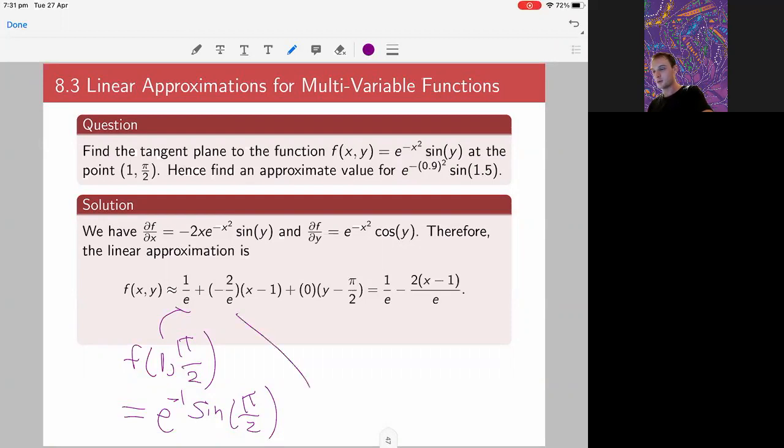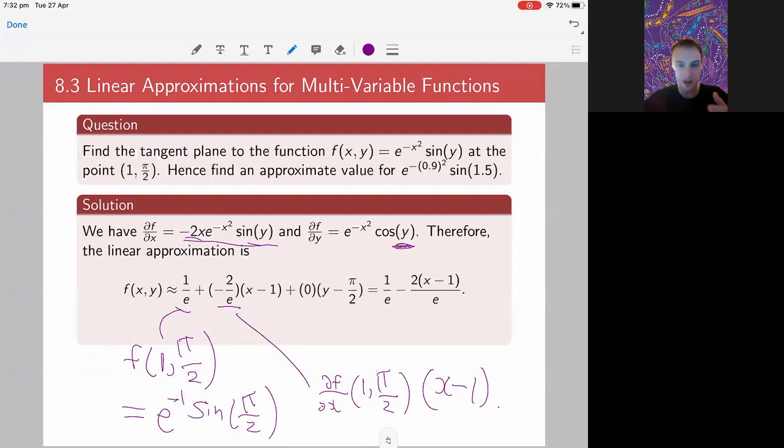What next? Well, we've got to differentiate the function with respect to x, evaluated at the point 1 comma pi on 2, and we've got to look at x minus the reference point for x. The derivative of f with respect to x is exactly this. If I plug in x equals 1 here and y equals pi on 2, what I end up with this time is minus 2 divided by e. Now, if I differentiate with respect to y and evaluate at y equals pi on 2, cosine of pi on 2 is 0, so this y term vanishes. And the approximation I'm left with is that one there.